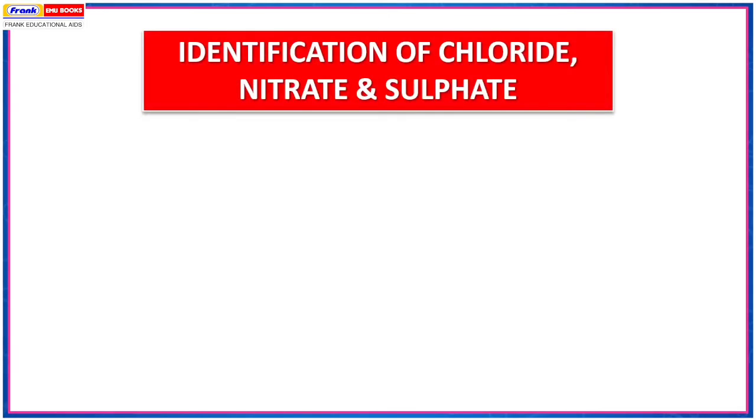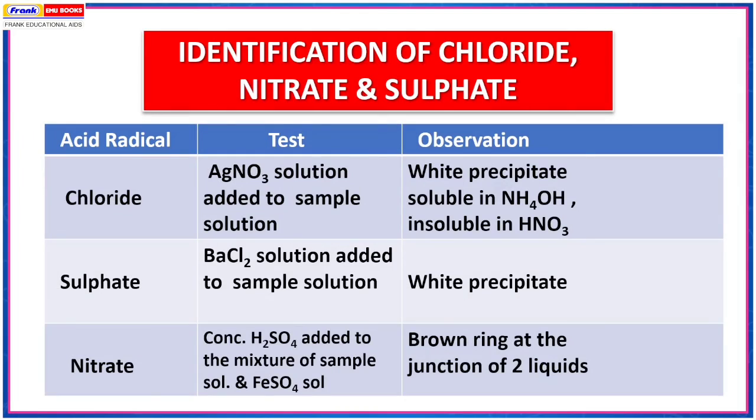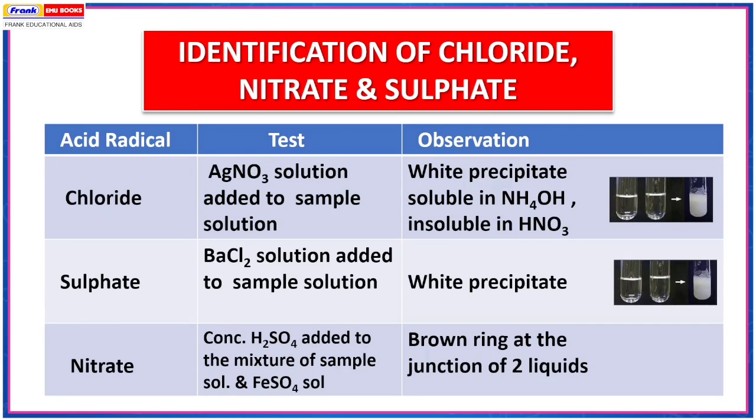Identification of chloride, nitrate and sulphate. Acid radical chloride. Test: AgNO3 solution is added to the sample solution. Observation: white precipitate soluble in NH4OH and insoluble in HNO3. Acid radical sulphate. Test: barium chloride solution is added to the sample solution. Observation: white precipitate is observed.